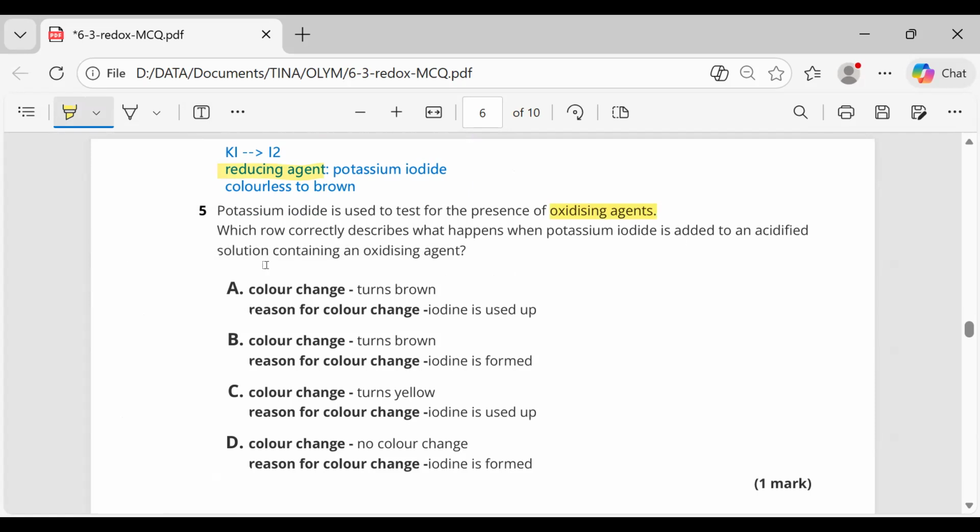So which color describes what happens when potassium iodide is added to an acidified solution containing an oxidizing agent? The color turns brown. Iodine is formed. B. Get it?